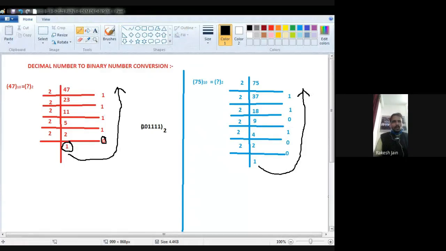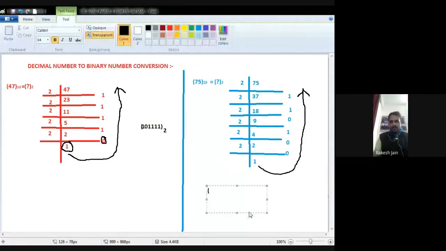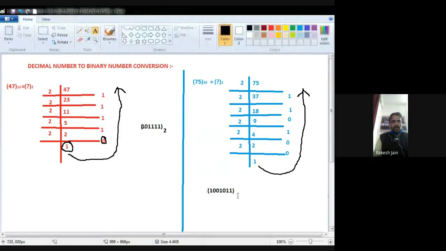Okay, now what is the answer? The answer will be, first of all, this bottom one, then 0, then 0, then 1, then 0, then 1, 1. 1 0 0 1 0 1 1. So this will be the answer of this conversion of decimal into binary.